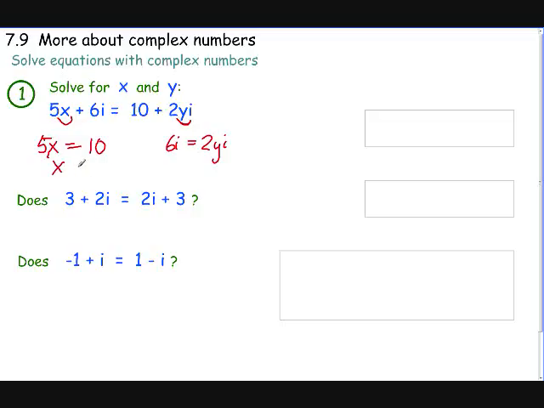X is equal to 2, and when we divide both sides by 2i, i divided by i is 1. 6 divided by 2 is 3.